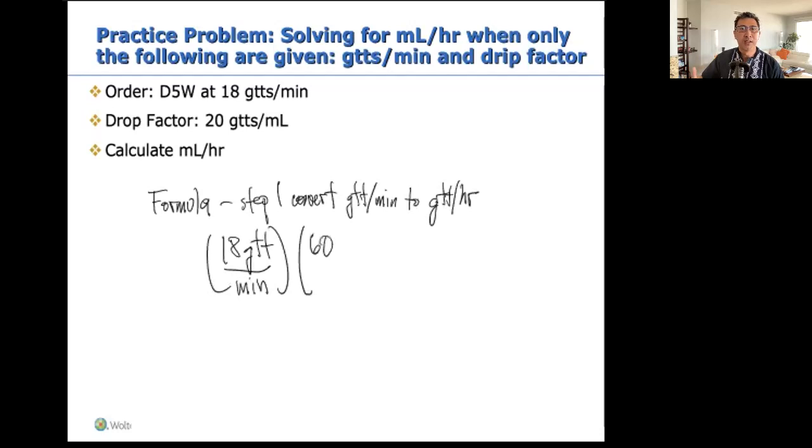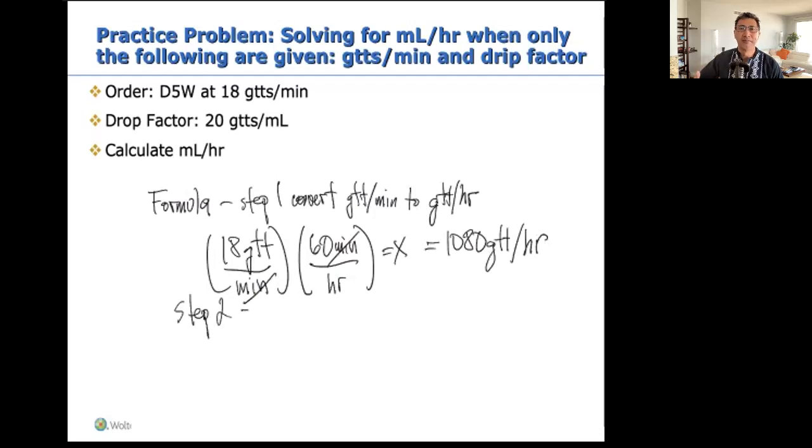There it is, I'm doing it now. 60 minutes, 1 hour. Cross off my minutes. Do some multiplication, and I now have 1080 drips per hour. Now that I have my drips per hour, I can solve this.